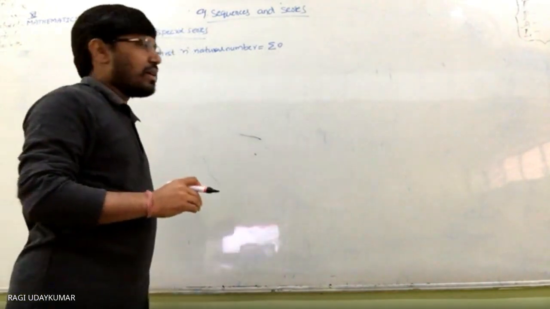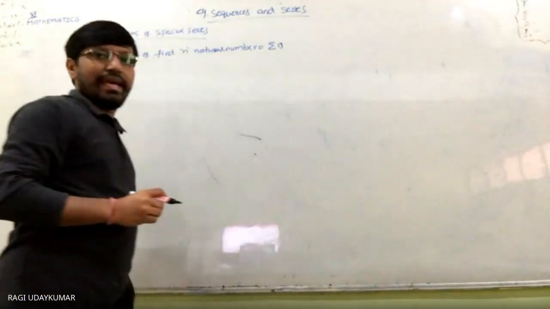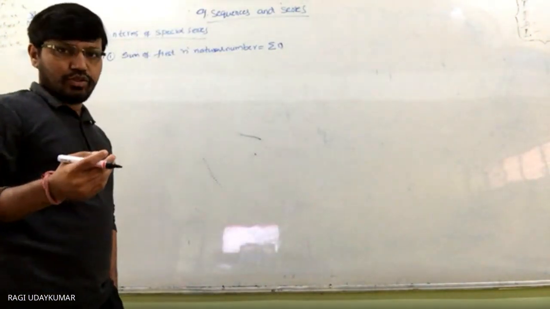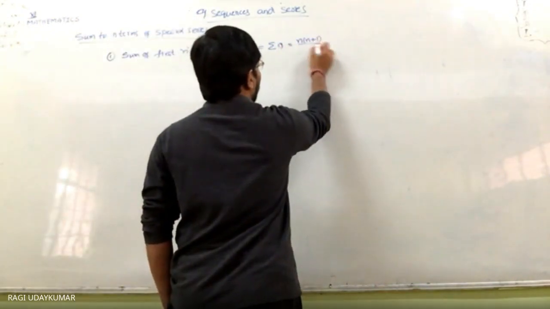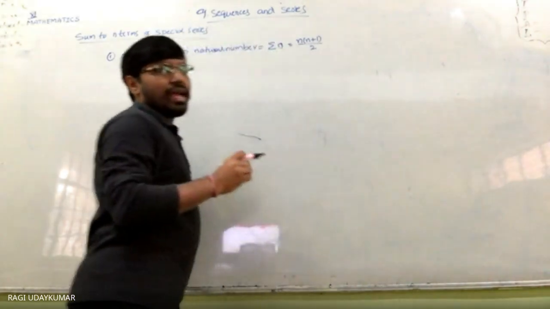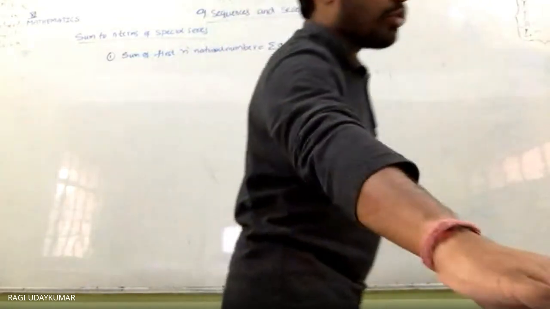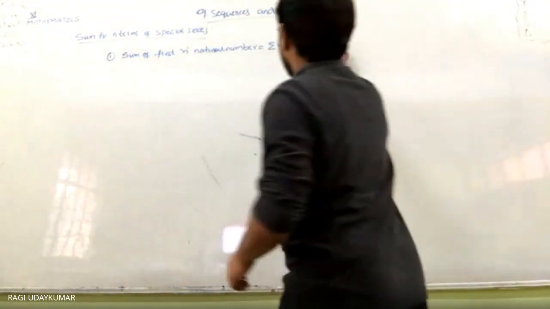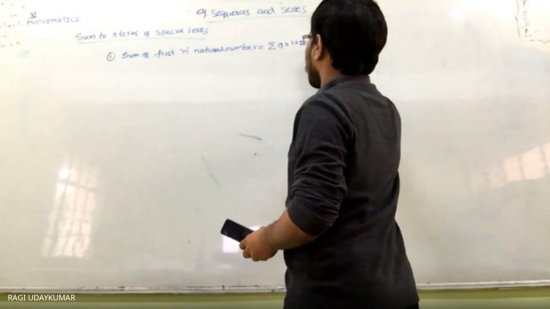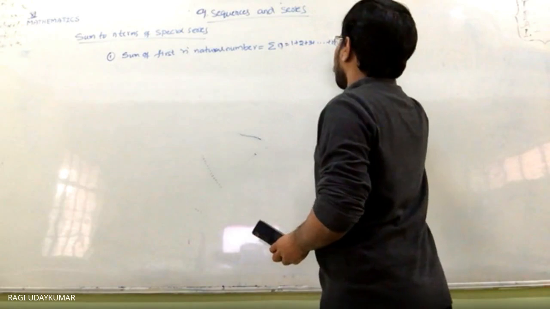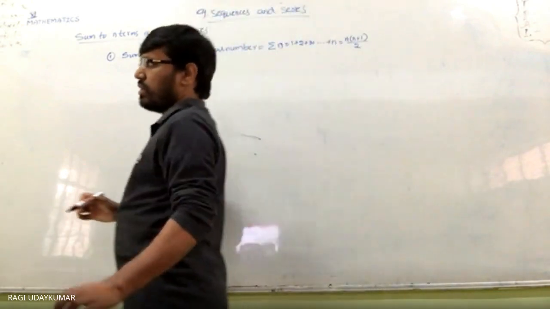Here n goes from 1 to n. So sigma n is represented as the sum of the first n natural numbers, which equals n into n plus 1 by 2. If you take all the natural numbers and find their sum, in short form you can write sigma n as 1 plus 2 plus 3 and so on till the nth number. This equals n into n plus 1 by 2.